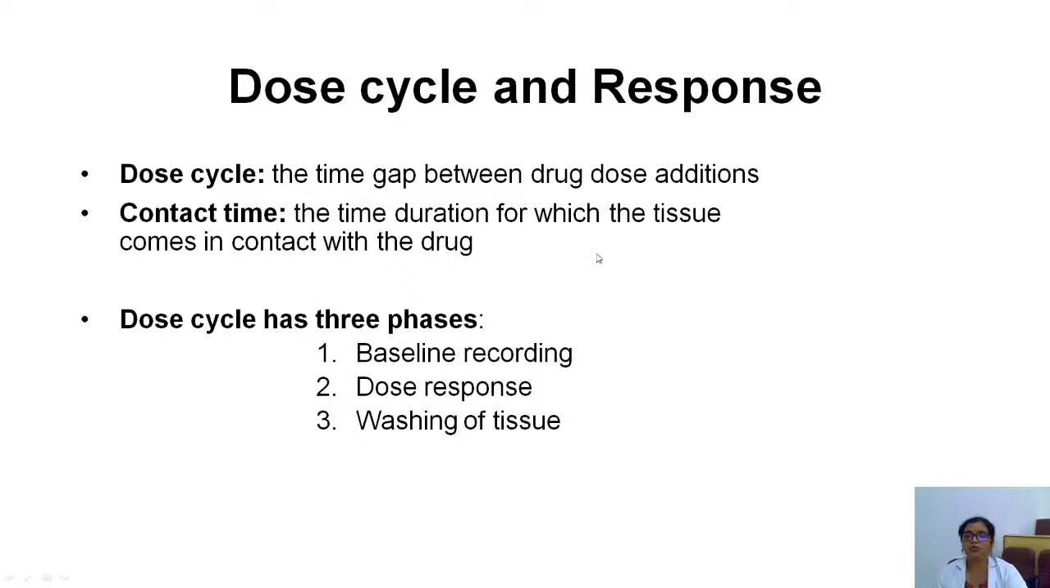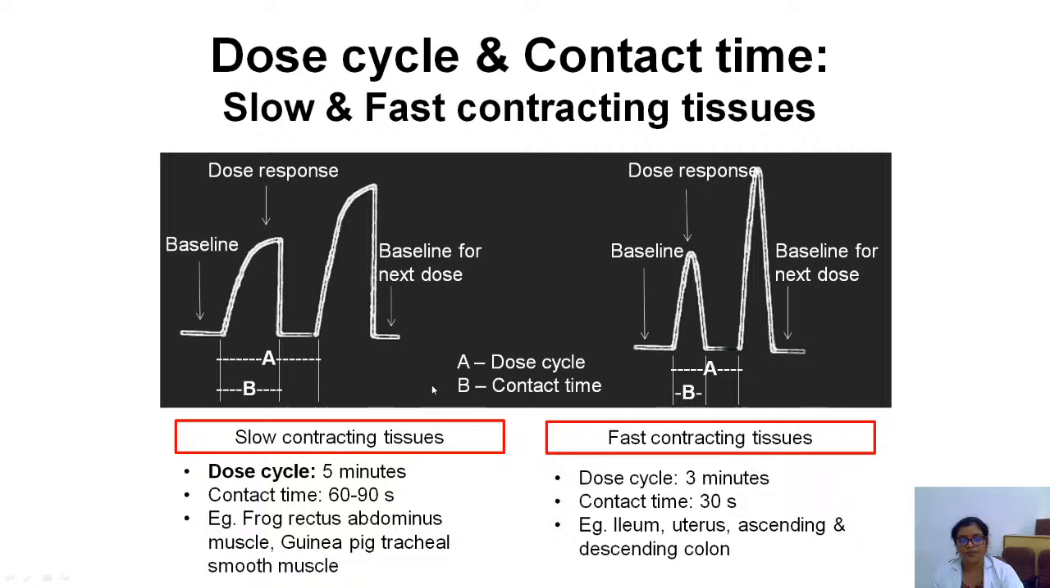And what is contact time? Contact time is the time for which the tissue comes in contact with the drug. It will be a part of this dose cycle. The dose cycle will have three phases. First there will be a baseline recording, then there will be dose response, and then you stop your kymogram drum there, and then you wash your tissue.